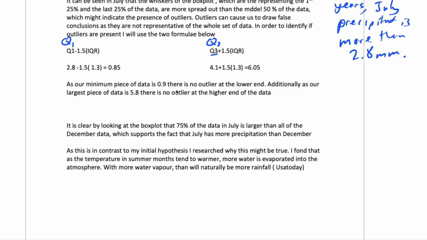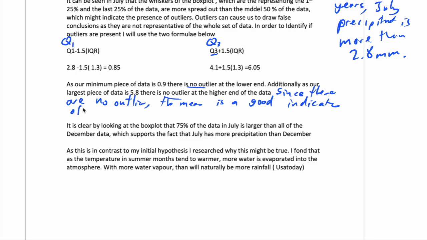Minimum piece of data is 0.9, so there's no outlier. Okay, so there's no outliers here, but maybe you can say this right here, maybe since there are no outliers, the mean is a good indication of the average. Of the average temperature. Okay? Not temperature, sorry. The average precipitation.